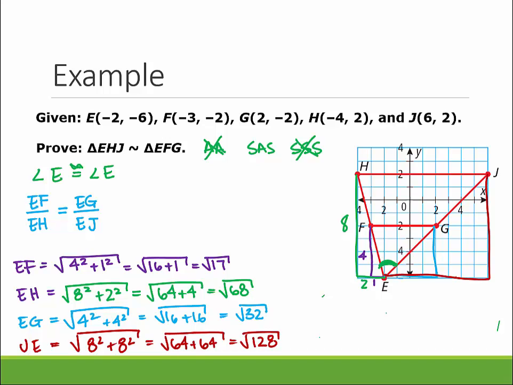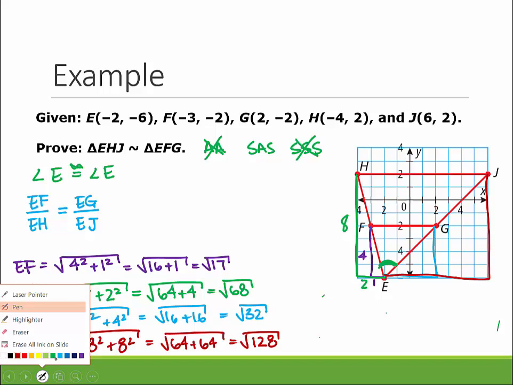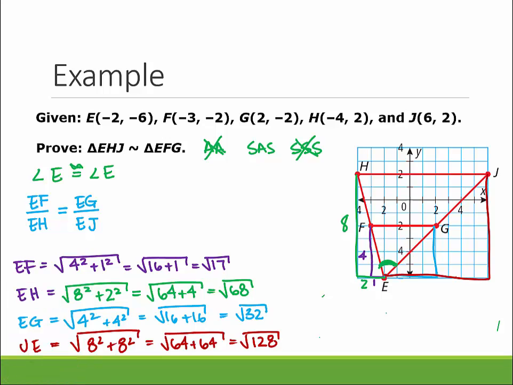Now remember, we're comparing these to see if the proportions are equal. So we can plug it back into that proportion problem that we have up here. I want to know if the square root of 17 over the square root of 68 is the same thing as the square root of 32 over the square root of 128. And for this one, what we can do is cross multiply and see if we end up with the same thing.